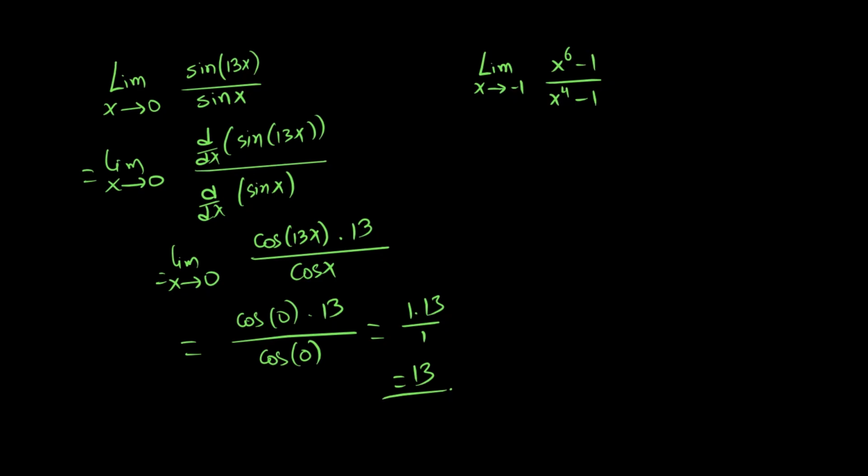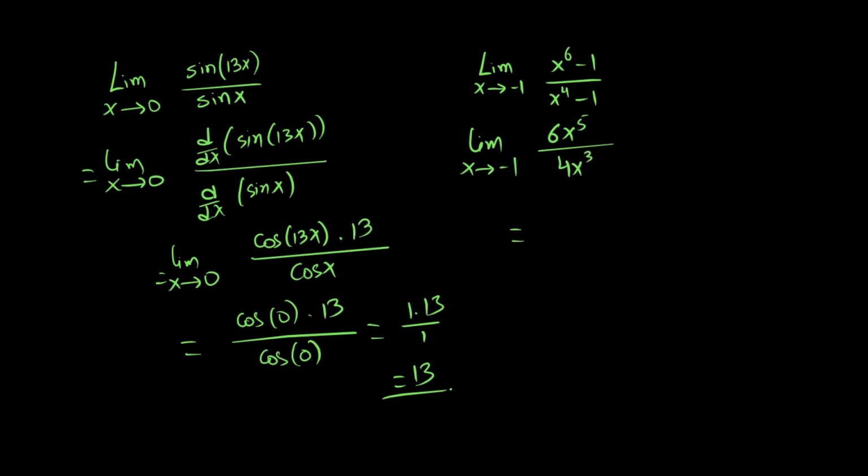Let's see the next one. We have x^6 minus 1 over x^4 minus 1. When you plug in x as minus 1, x^6 becomes 1, so 1 minus 1 is 0. When you plug in minus 1 for x, x^4 becomes 1 as well. 1 minus 1 becomes 0. It's an indeterminate form, so we use the rule. Limit x stays minus 1. Do the derivative of top, you get 6x^5, and the derivative of bottom gives you 4x^3.